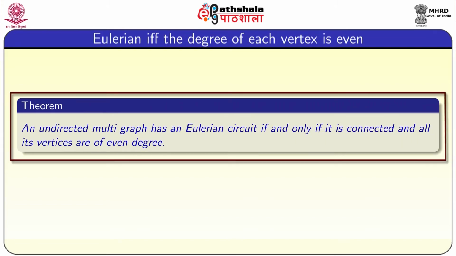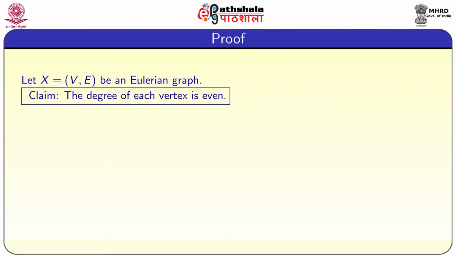Now, we are going to give a necessary and sufficient condition for a graph to be Eulerian. A graph is Eulerian if and only if the degree of each vertex is even. So the statement is: an undirected multigraph has a Eulerian circuit if and only if it is connected and all its vertices are of even degree. The proof goes in this way. Let X = (V, E) be a Eulerian graph. Claim: the degree of each vertex is even.